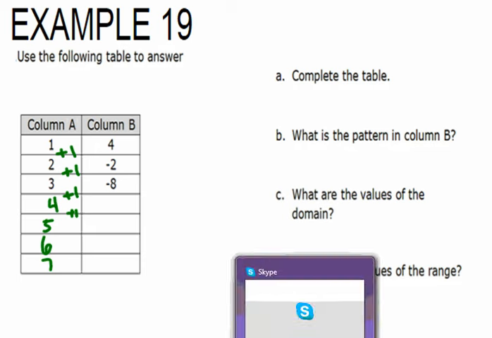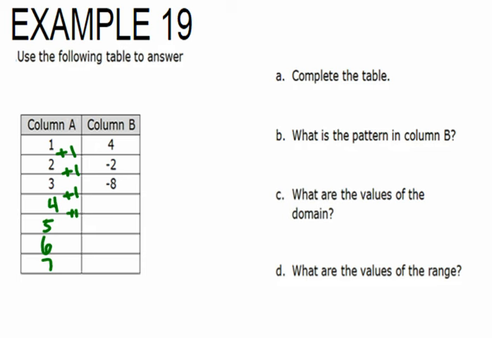After that, we want to look at column B. Column B starts with 4 and then goes to -2. We always want to find the difference. That's what we're really looking for here. So if I take 4 and I subtract the -2, the double negative will turn to plus and we get a 6. So I know that there's a difference of 6.